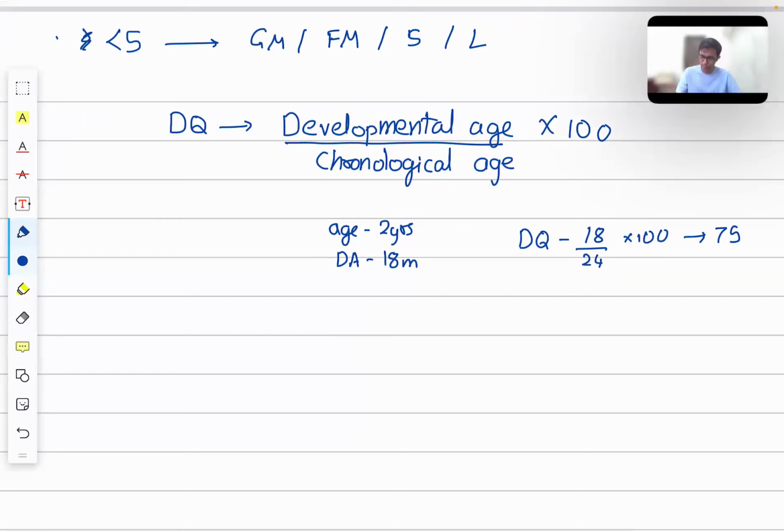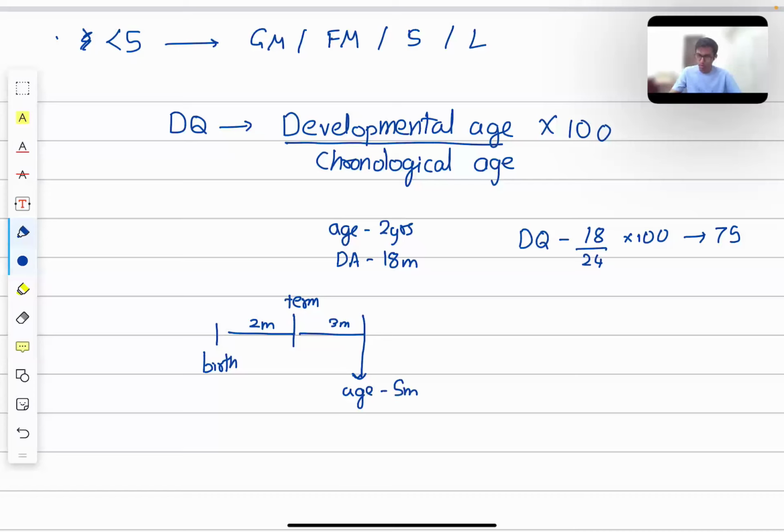So let's say that your child was born 2 months before term, and right now his age is 5 months. So rather than the actual chronological age of 5 months, we will be using the corrected age. So the corrected age will be 5 months minus 2 months, corrected age being 3 months.